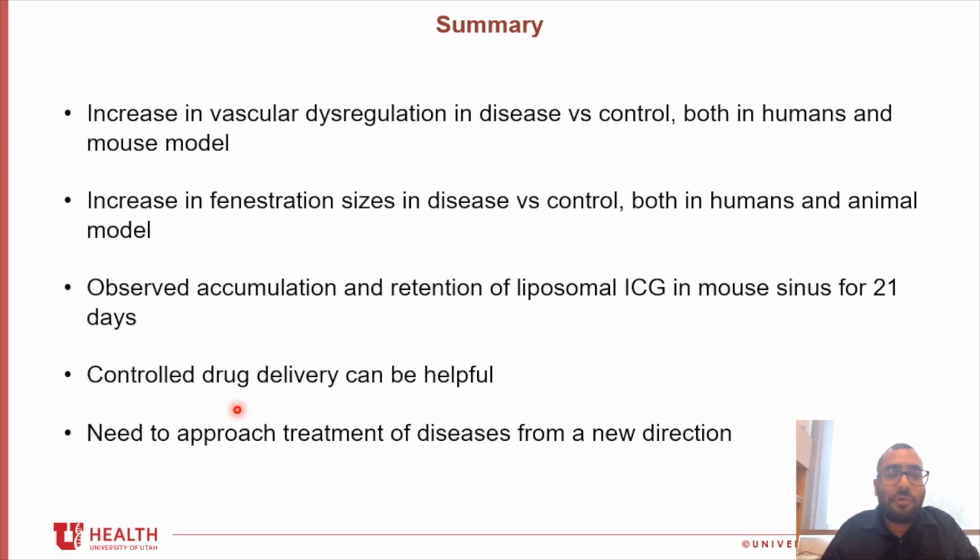So finally, controlled drug delivery can be helpful for inflammatory disorders, and we need to approach treatment of inflammatory diseases from a new direction, because as I said earlier, what everyone is doing is treating the symptoms, and they're not treating the underlying condition, which is the inflammation. So we need to approach the treatment of these diseases from a new direction.